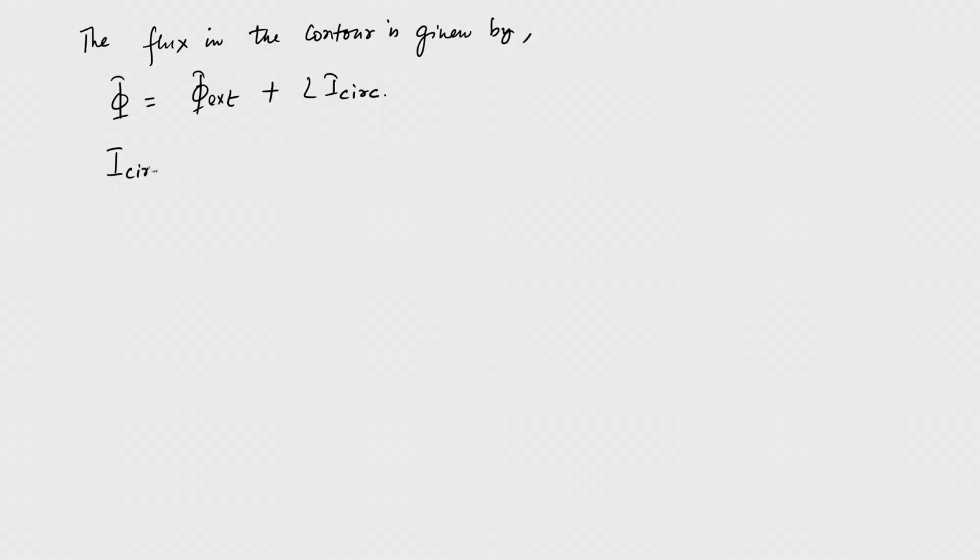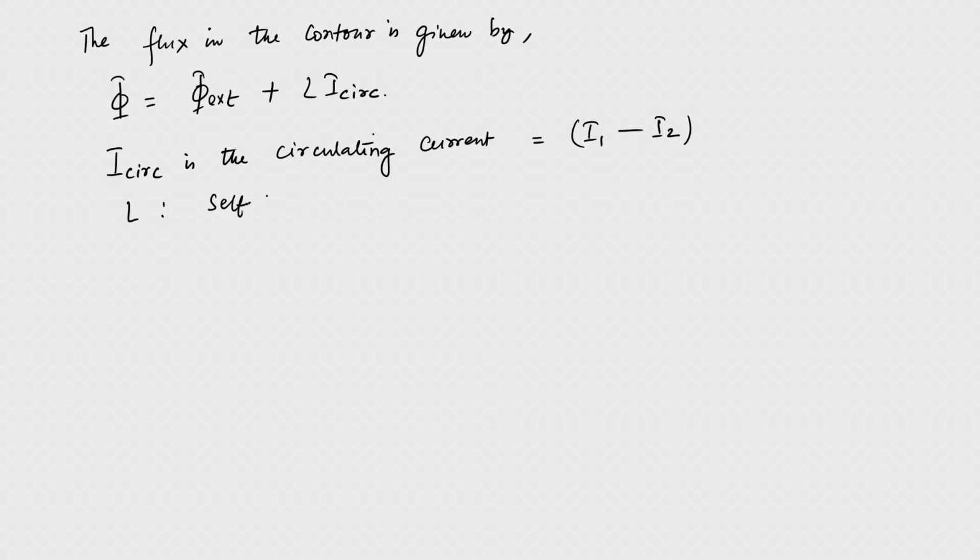So, I circ is the circulating current, equal to I 1 minus I 2. Okay. That is the current that is circulating, because I 1 and I 2 are in opposite direction, and L is the self inductance of the coil or the loop. Okay. So, this is the total flux.